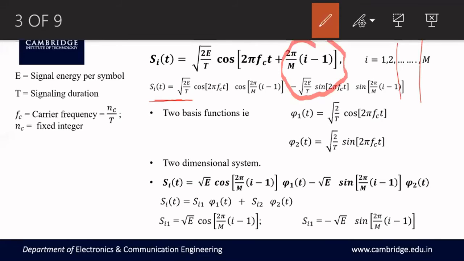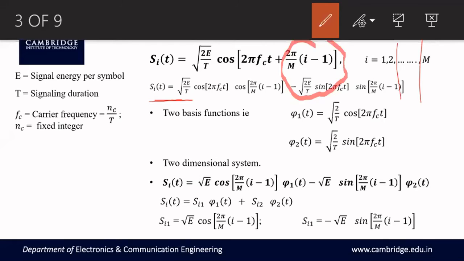In the two terms, if you observe, the first term contains cos 2 pi fct, the second one contains sin 2 pi fct. Both of them have the same frequency, fc, but they have a fixed phase difference of 90 degrees between them. This cos term and sin term came from the previous equation, the cos of (a plus b) format. There's a mathematical interpretation.